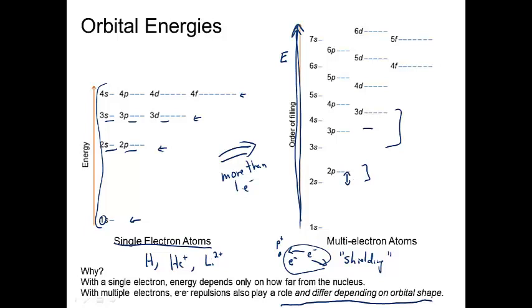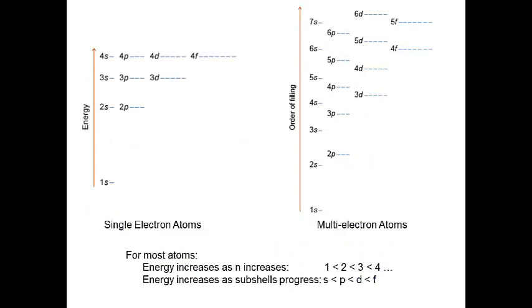So whenever you have more than 1 electron, you get this set of orbital energies. When you have just a single electron, you get this set of relative energies for different subshells. That plays a role in which orbitals get used, as we'll see shortly. For most atoms, the orbital energies increase as n increases. So as n goes from 1 to 2, it goes up, 2 to 3 goes up, 3 to 4 goes up, etc. That's the same as a hydrogen atom. What's different from a hydrogen atom is that the energy increases as the subshells progress, that is, as the quantum number L increases.